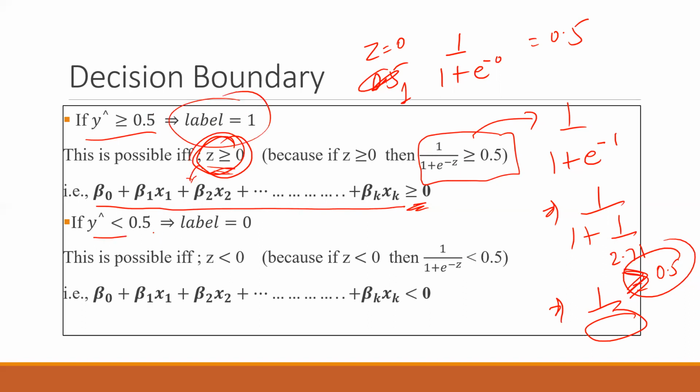And if it is less than 0.5, it will be labeled as 0, and in this case z has to be less than 0. If your linear equation is giving you a value less than 0, you can simply put it in the sigmoid function, 1 upon 1 plus e to the power minus z, and you will get a value which is less than 0.5.